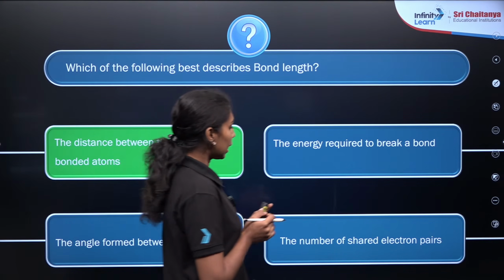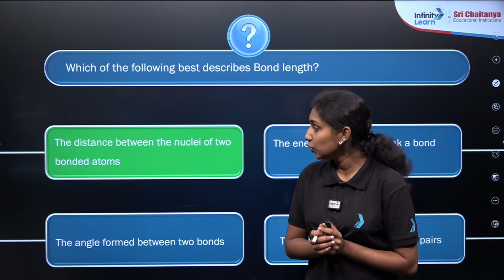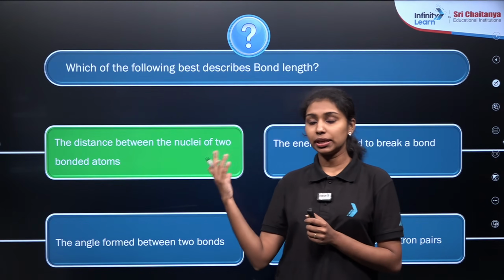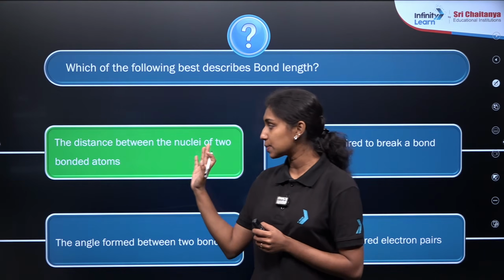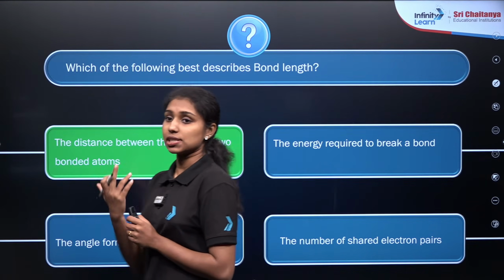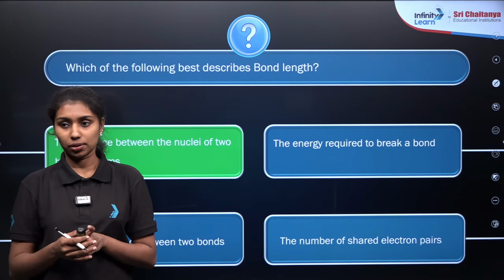So option A will be the correct answer. This is the distance between the nuclei of two bonded atoms, as we already know. If two atoms are combined to form the corresponding molecule, it will be the distance between the nuclei of the two bonded atoms. It is given as the sum of the radii of the individual atoms.